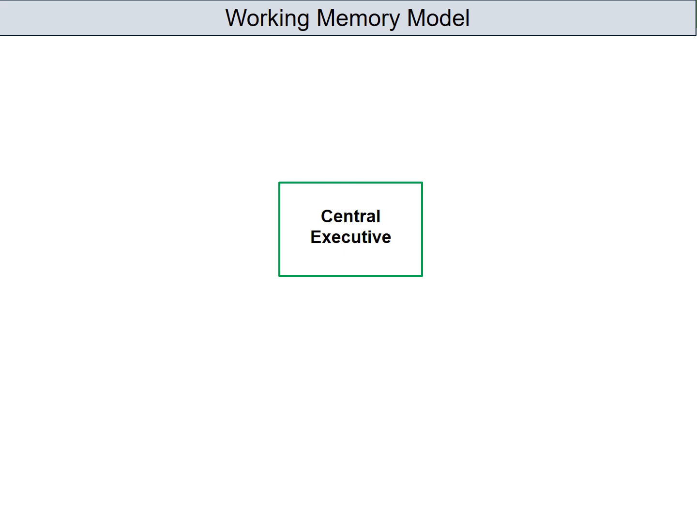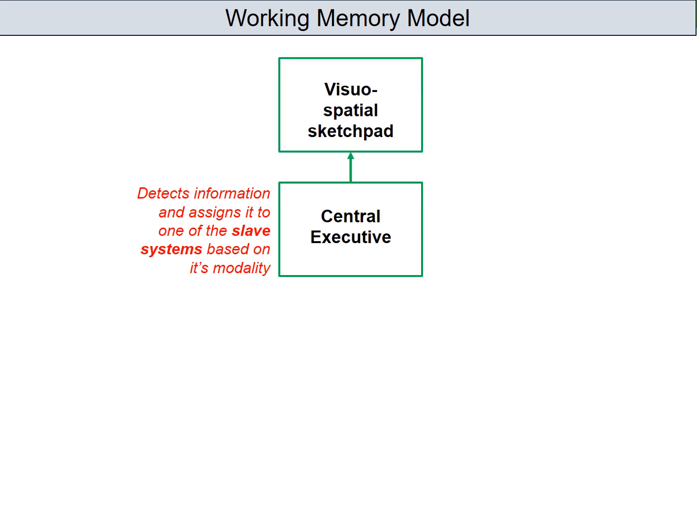All it does is assign information to one of its slave systems based on the form that information is in. The first slave system is the Visuospatial Sketchpad, and if the information coming in is visual or spatial, for example looking at the distance between objects, then it's the Visuospatial Sketchpad which will analyse and process that information.